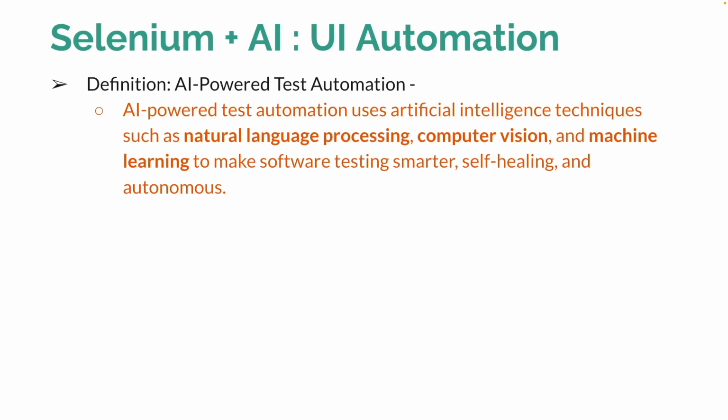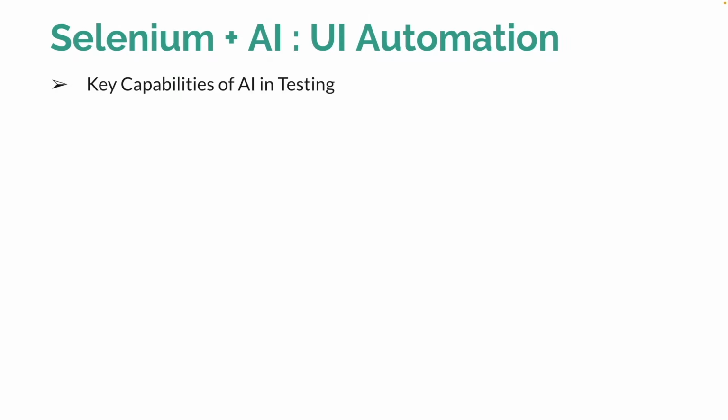Work on Selenium will definitely be required. That is the base core concept. That is not going to be replaced. But what AI will do is improve the way you are doing it. AI will improve your test automation scripts and help you create more autonomous, more adaptive, and more stable automation. So now we will talk about the key capabilities of AI in testing, what help we can take from artificial intelligence in test automation.